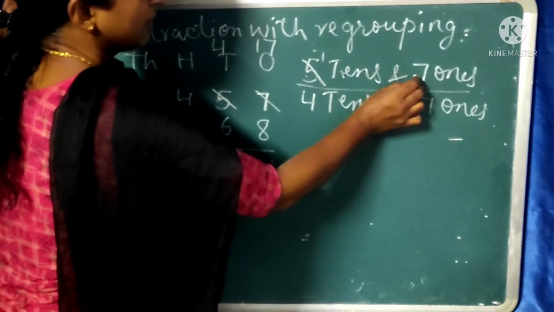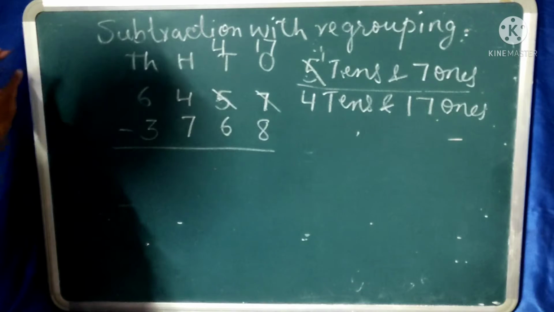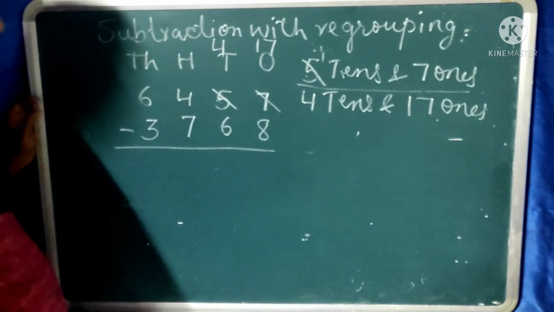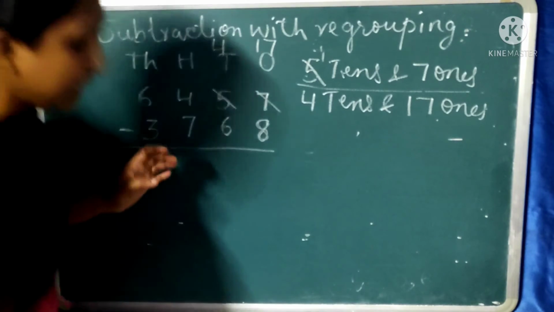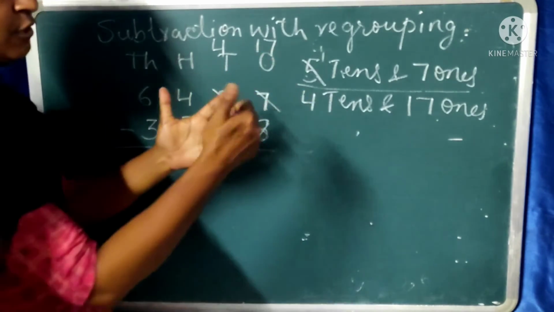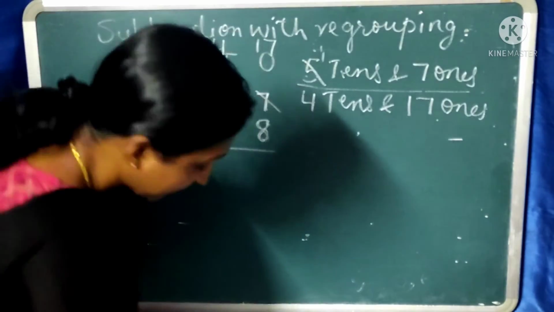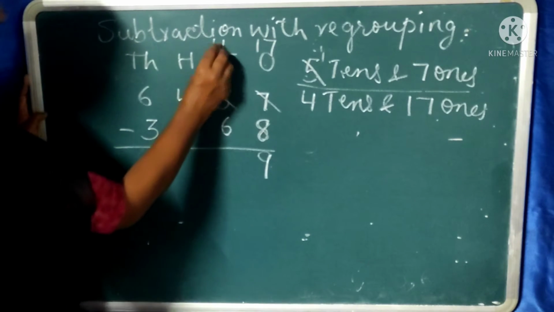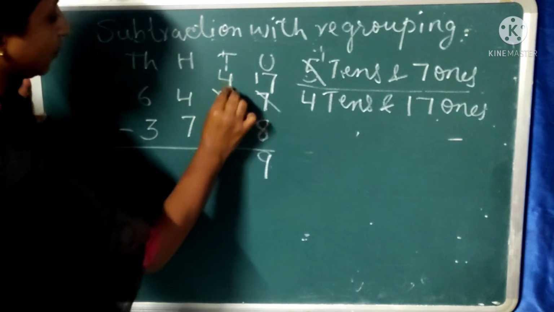And when we carry 1 tens, it will become 17 ones. Now we can subtract 8 from 17. How will we do it? We have to count after 8: 9, 10, 11, 12, 13, 14, 15, 16, 17. So how much did you get? 9. Next, I'll write here, 17 becomes 4.